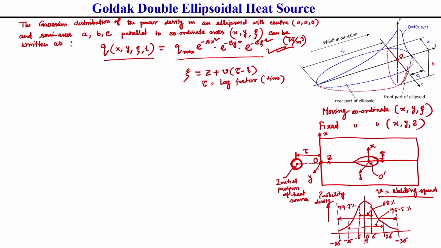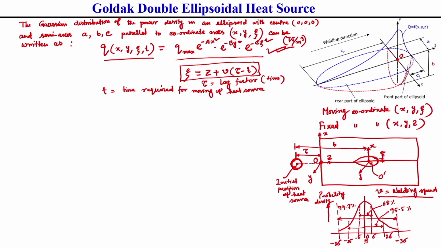Let us consider that for a particular time t, our heat source moves from here to here. This takes a time t. So, what is time t? T is the time required for moving of the heat source, because this relationship I am just going to show how it is coming.